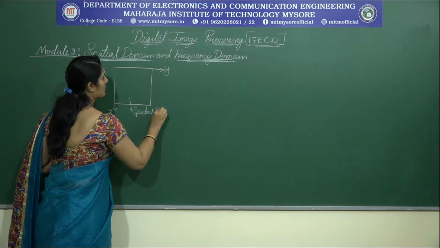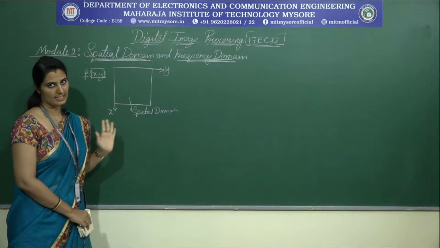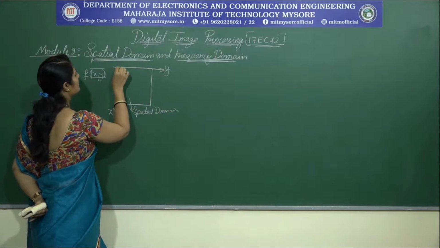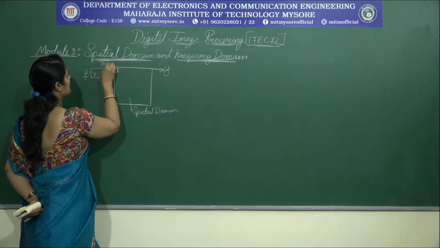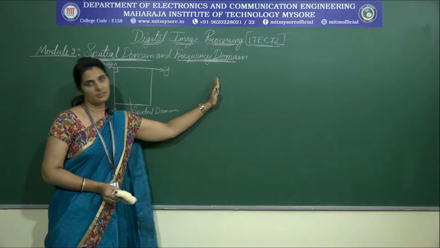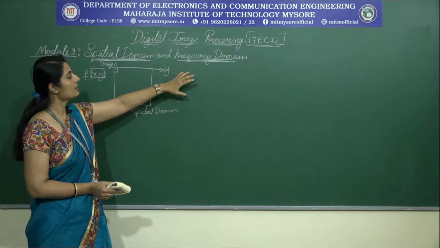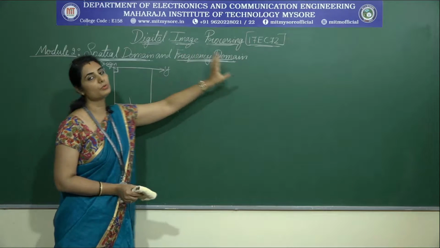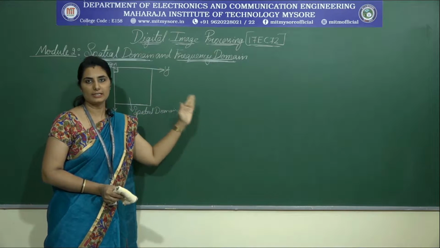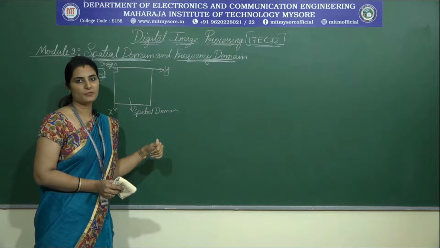So in spatial domain, we always deal with the image plane itself. That means this is the spatial domain image plane and this represents the origin. Whereas in frequency domain, we do not deal with the image plane directly. Here, first we convert this spatial domain image into transform domain, and then we will perform some processing operations on that transform domain image, and then again we will convert it back using the inverse transform.